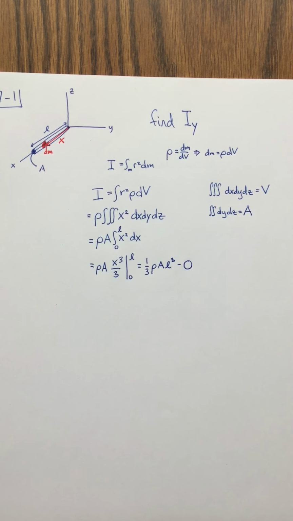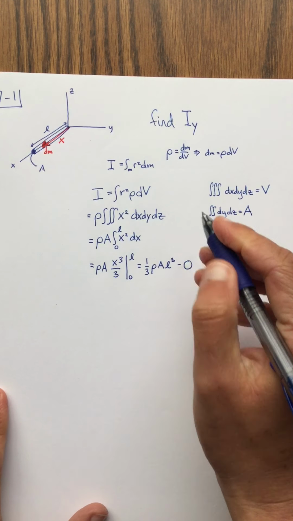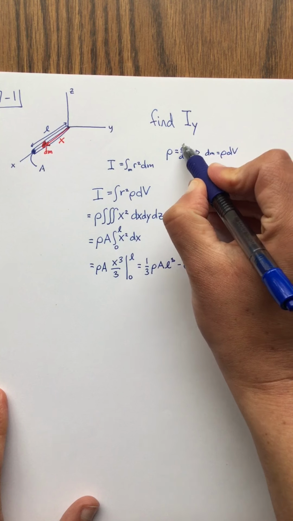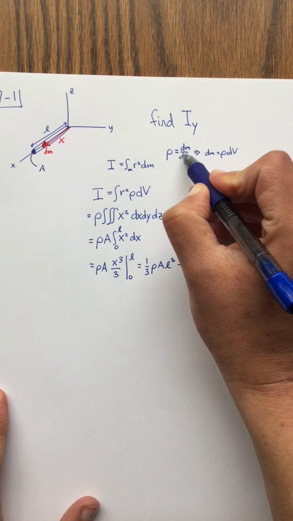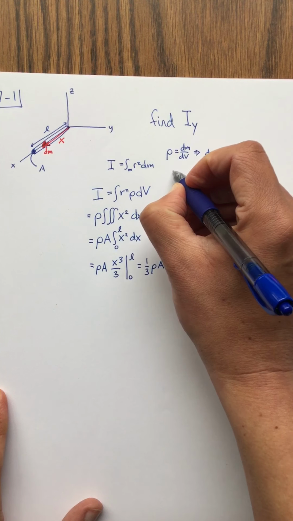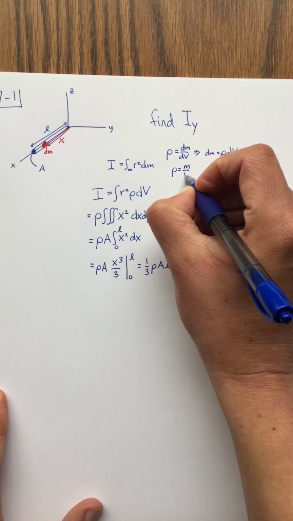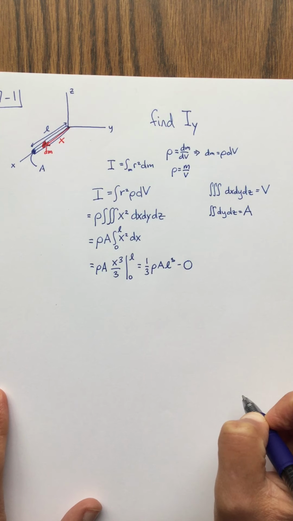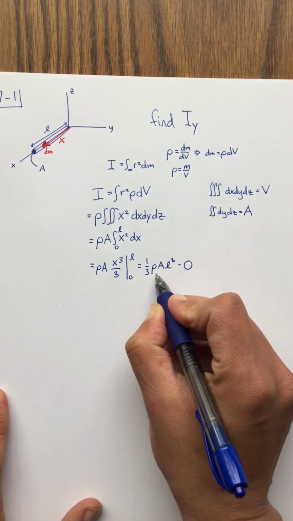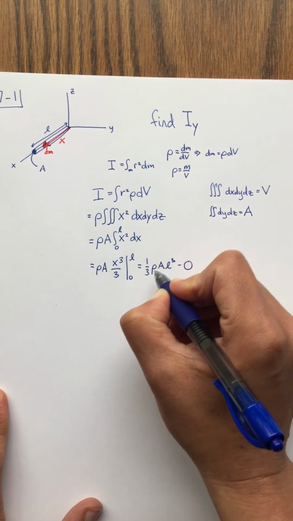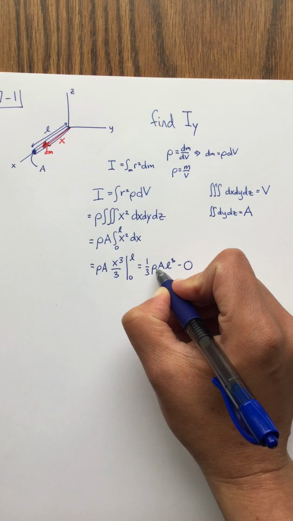Okay, but I do not want to leave the answer this way because they specifically told me in the last sentence of the problem to express the result in terms of the rod's total mass. Well, this is the mass density of the rod, and we set up here that's equal to the mass of a small differential element over the volume of the small differential element, but that is also equal to the total mass over the total volume. So I want to use that to rewrite my expression here to be in terms of the mass rather than in terms of the density.